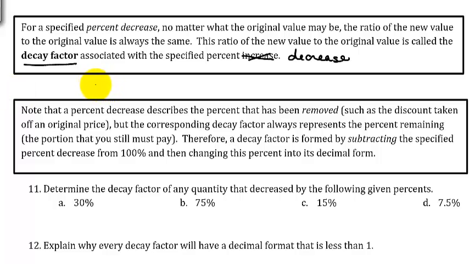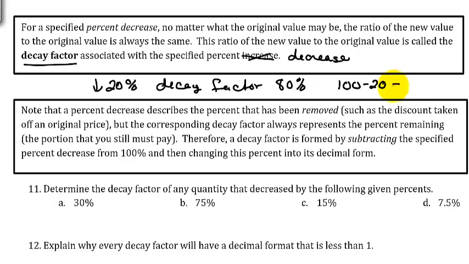Notice when something decreased by 20%, then the decay factor was 80%. There's a relationship between the 20% and the 80%, and that is that they add up to 100. And so to go from the decrease to the decay factor, you would simply subtract the percent decrease from 100 to get the decay factor.